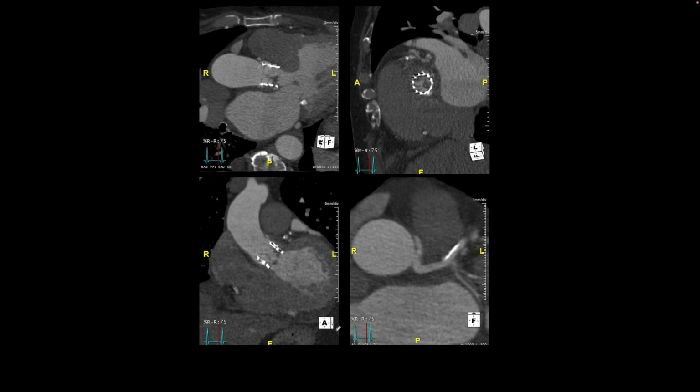This is our next patient, and they presented after aortic valve replacement with signs and symptoms of endocarditis, and a CT scan was performed. And here on the CT we see these vegetations on the inside of the replaced aortic valve, also seen right here. And so the patient underwent FDG PET-CT for further evaluation. This is a vegetation as well.